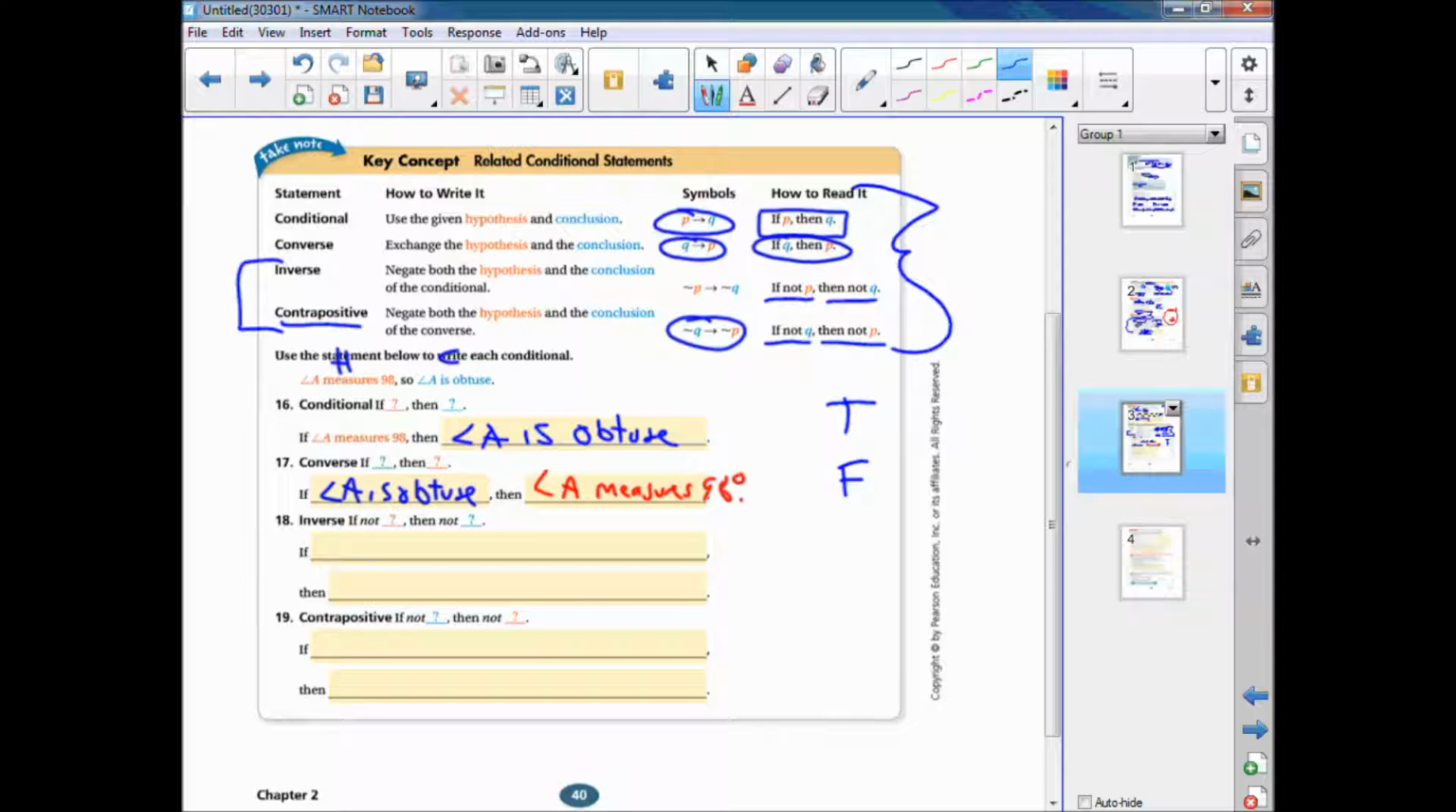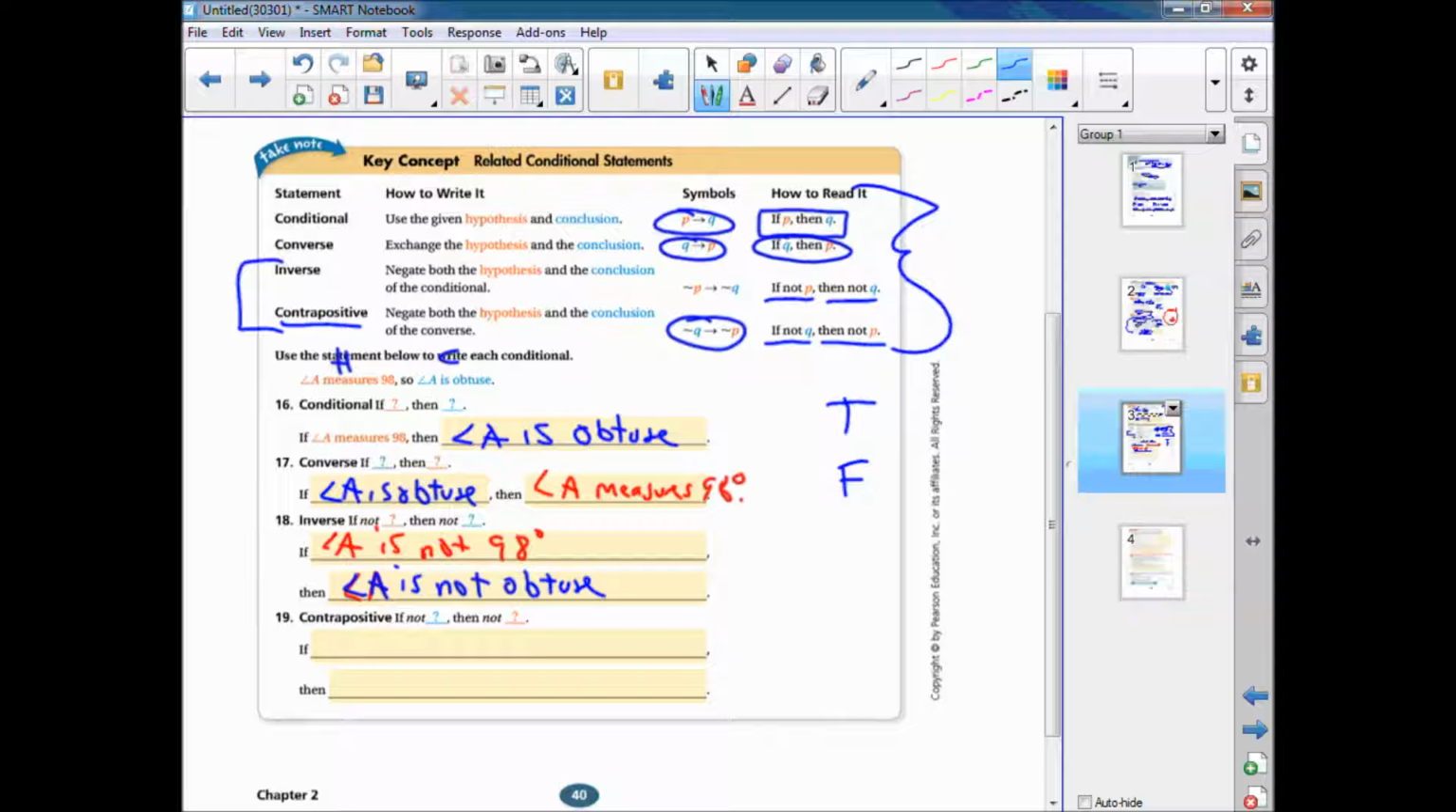All right, so our inverse is to not here. So if angle A is not 98 degrees, then angle A is not obtuse. So all I did was change to not. I negated each part. So I said not 98, not obtuse. That's what the inverse does.